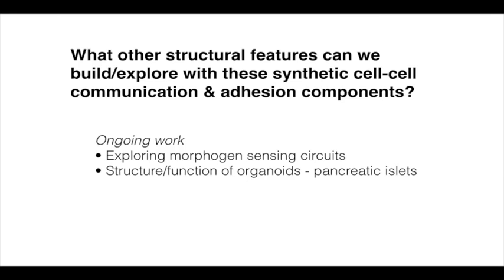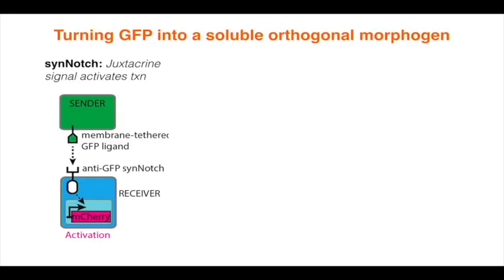One is trying to explore this long-standing question of the space of morphogen sensing circuits. And then also, can we start looking at how changing structures of tissues can alter function? We're starting to play with one system, which is pancreatic islets. So I've talked to you about work using juxtacrine signaling. We can turn GFP into a juxtacrine signal using synNotch.